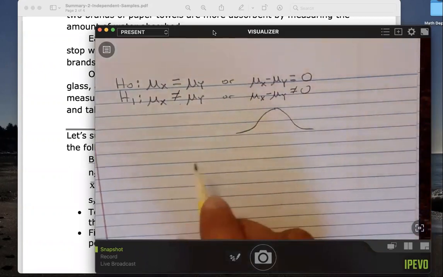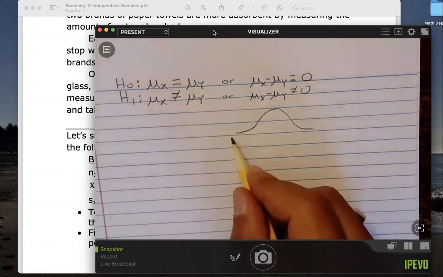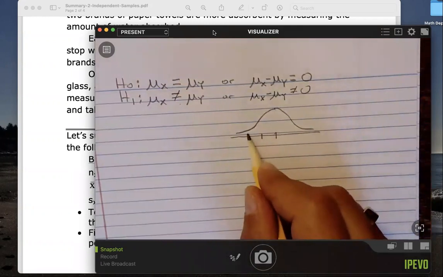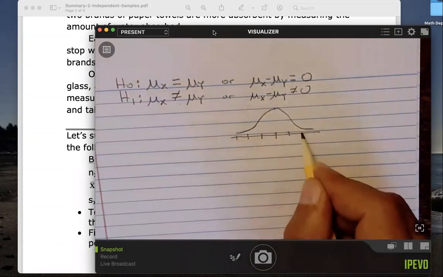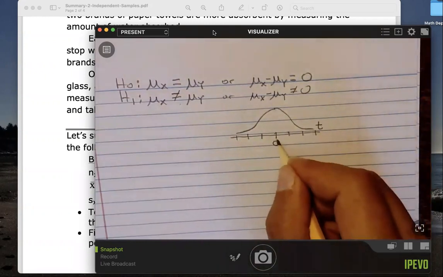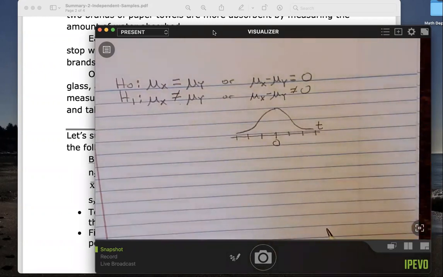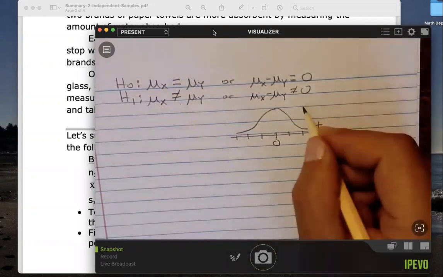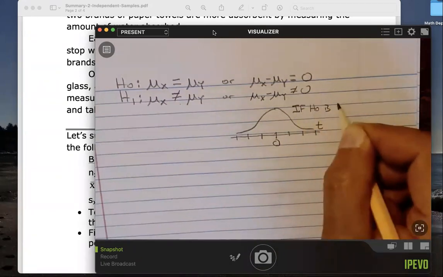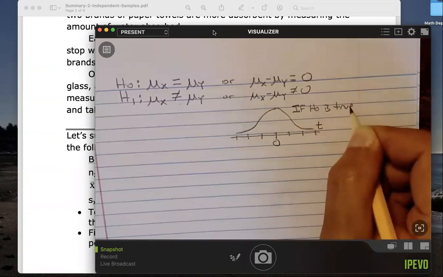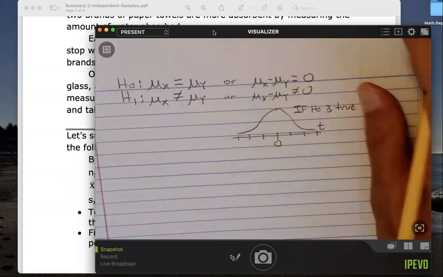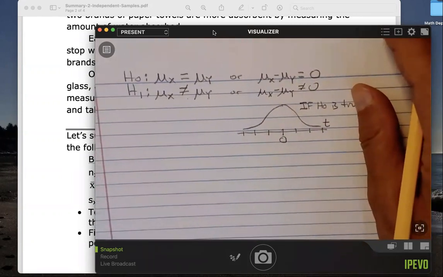So if that null hypothesis is true, 1, 2, 3, 1, 2, 3, and put a T here, 0 there. Hey, he said that looks just like the one you did for matched pairs. Yeah, it does, if the null hypothesis is true, because they both use the same test statistic, T, but the way it's calculated is vastly different if you look at your textbook.